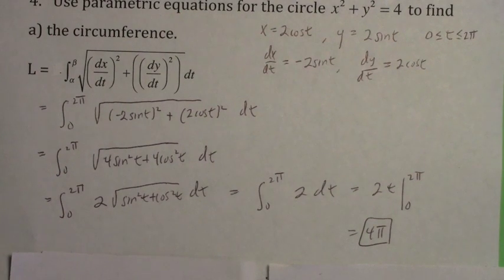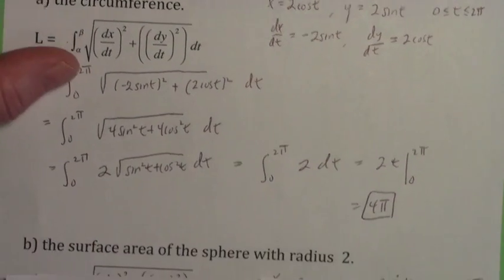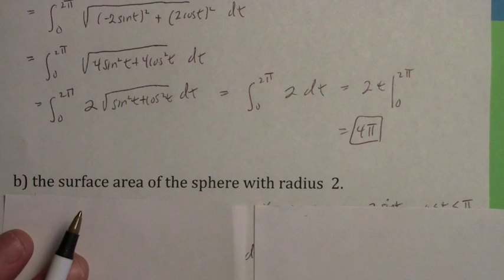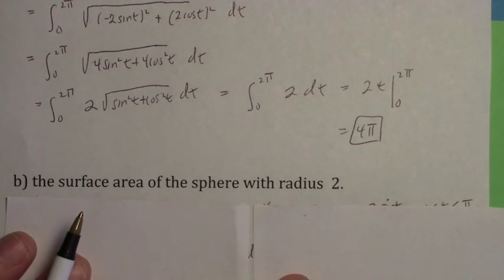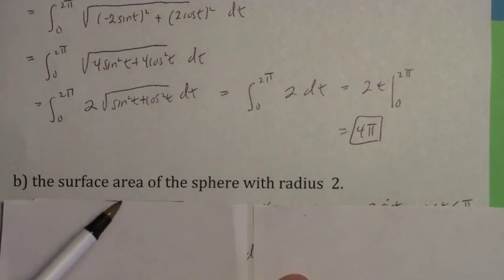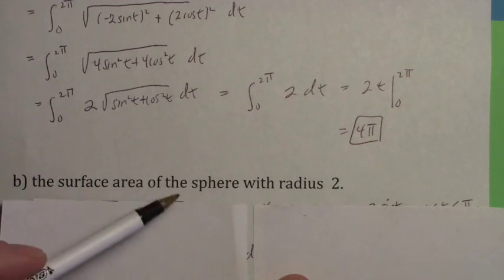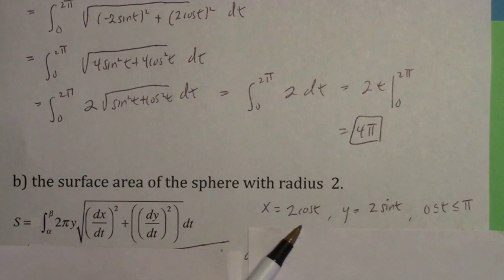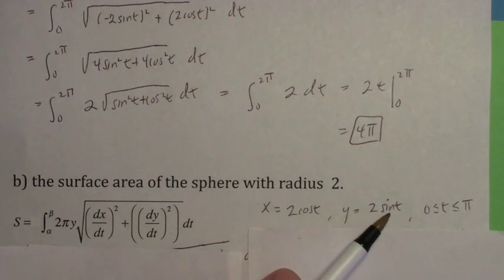Okay, let's do the last one here. What about the surface area? The surface area of a sphere with radius 2. Couldn't you think of it as taking the upper half of the circle and revolving it around the x-axis? Okay, so then it would be this. The same parameterization works. The y coordinate is 2 sine t.